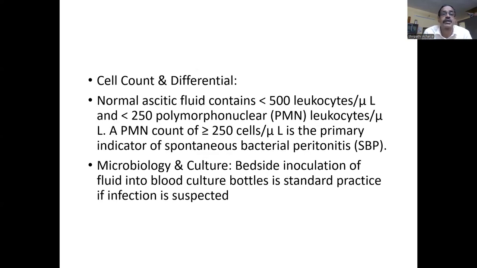Cell count and differential. Normal ascitic fluid contains less than 500 leukocytes per microliter and less than 250 polymorphonuclear leukocytes per microliter. A PMN count of more than or equal to 250 cells per microliter is the primary indicator of spontaneous bacterial peritonitis.